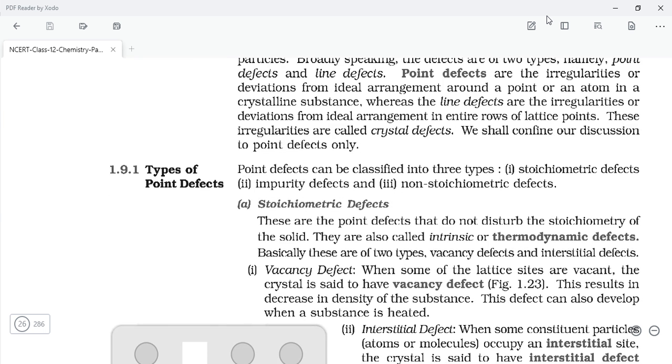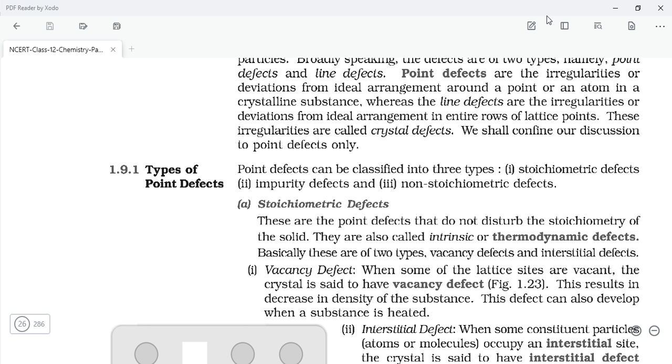Now we have to study the types of point defects. Point defects can be classified into three types: first, stoichiometric defects; second, impurity defects; and third, non-stoichiometric defects. First, stoichiometric defects. These are the point defects that do not disturb the stoichiometry of the solid. They are also called intrinsic or thermodynamic defects. Basically, these are of two types: vacancy defects and interstitial defects.